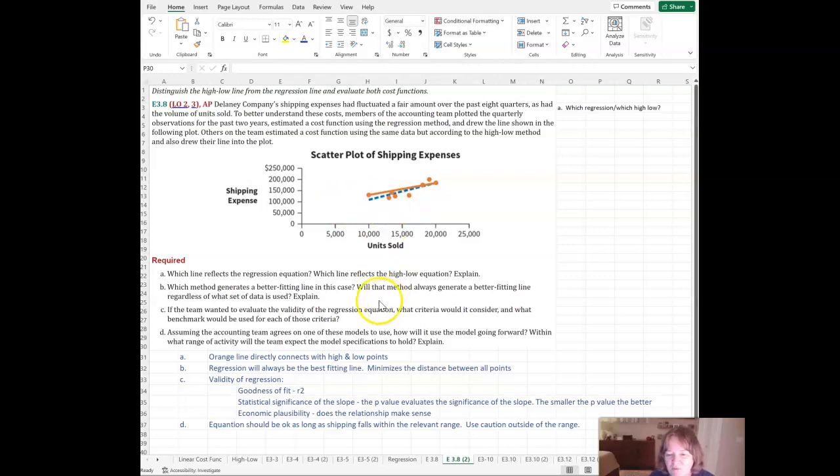And which method generates a better fitting line? And the answer is regression. It always will make the best fitting line, okay? Because it minimizes the distance between all points, right?